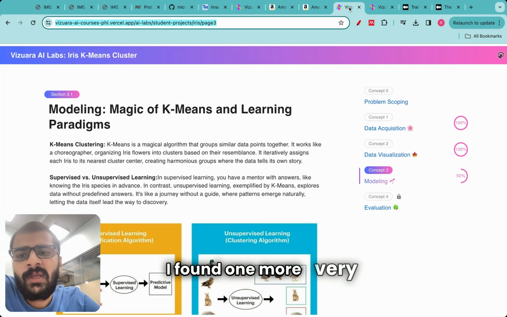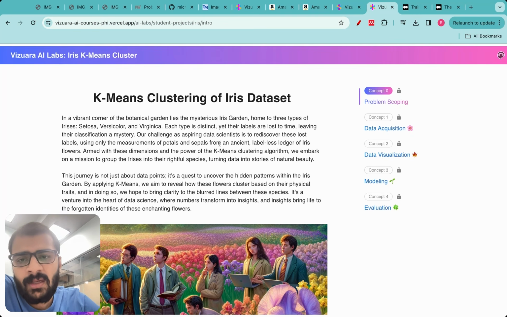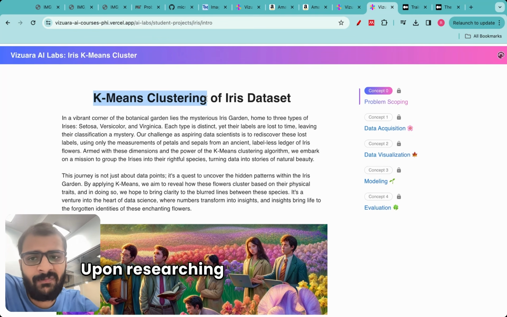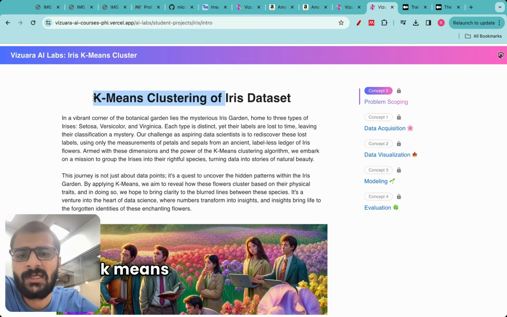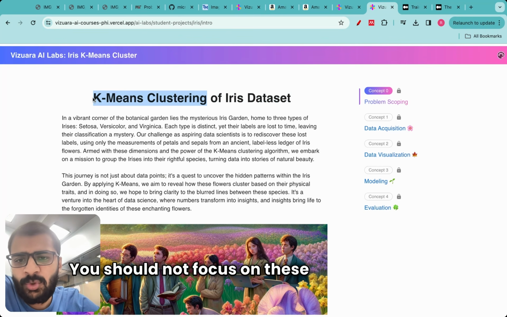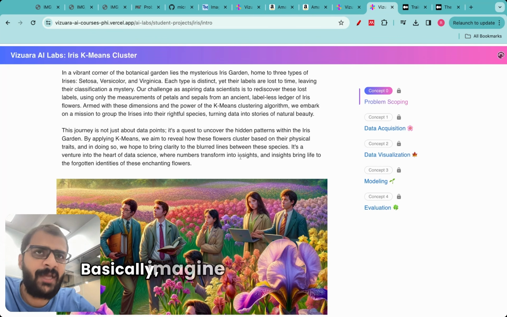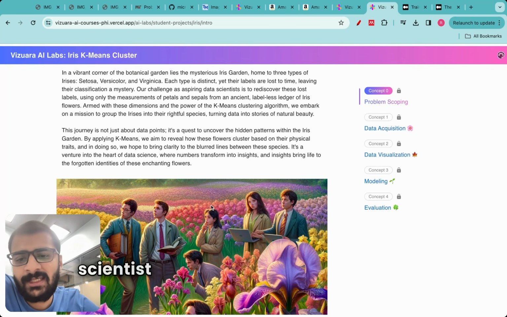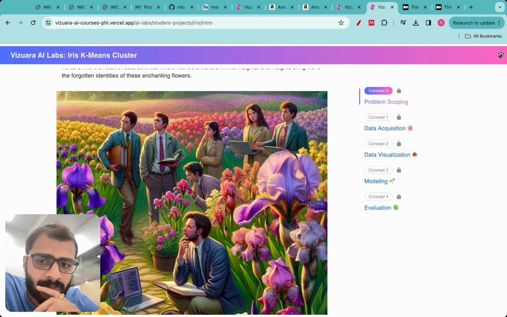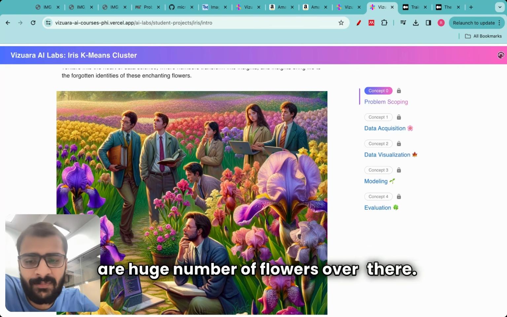I found one more very good example of unsupervised learning. This seems to be a very famous AI problem upon researching further. It is called the K-means clustering of the iris dataset. You should not focus on these two words right now, but just focus on this iris dataset. Basically, imagine that you are a botanical scientist who has visited a garden. You have visited a garden and there are a huge number of flowers over there.